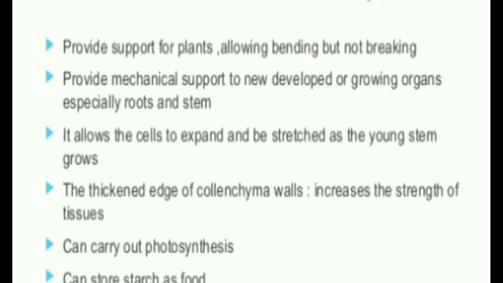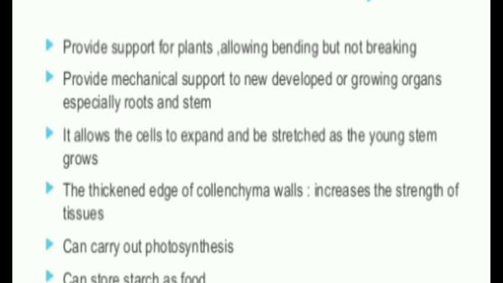What are the functions of collenchyma tissue? Well, they provide support for plants, allowing bending but not breaking. They provide mechanical support to newly developed or growing organs, especially roots and stem. It also provides flexibility and allows easy bending of the stem and leaf stalks, that is petiole, and prevents their breakage. It allows the cells to expand and to be stretched as the young stem grows.